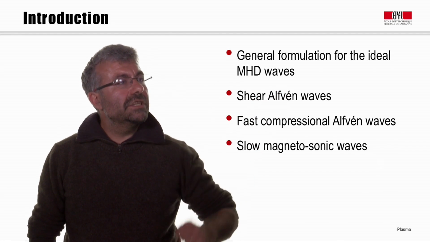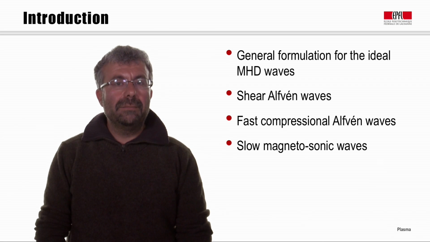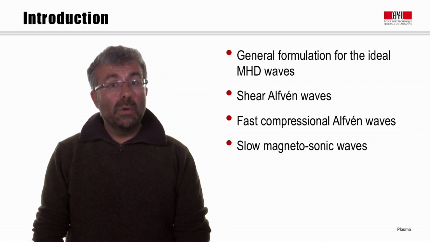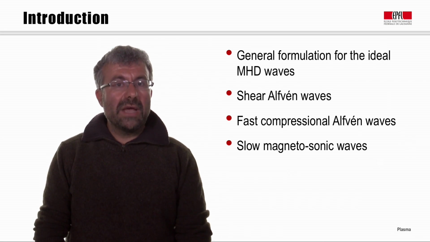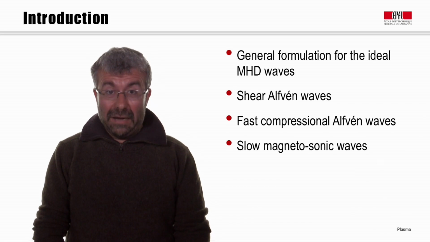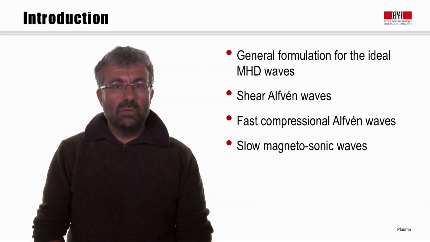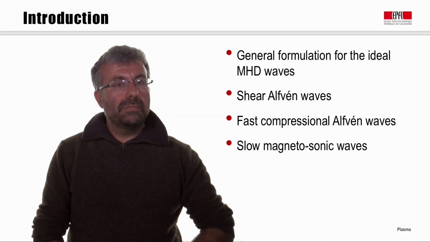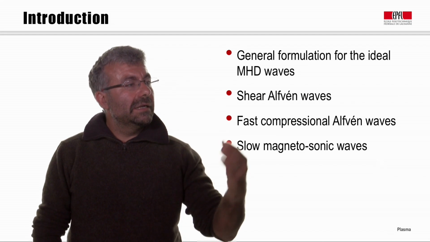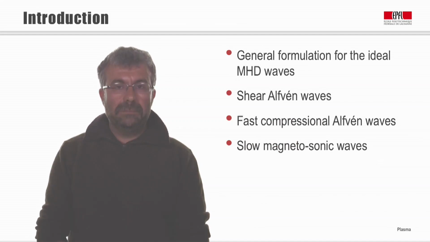We will start with the general formulation for the ideal MHD waves, and then we will study the three classes of waves that are supported by the ideal MHD description of the plasma: the shear Alfvén waves, the fast compressional Alfvén waves, and the slow magnetosonic waves.